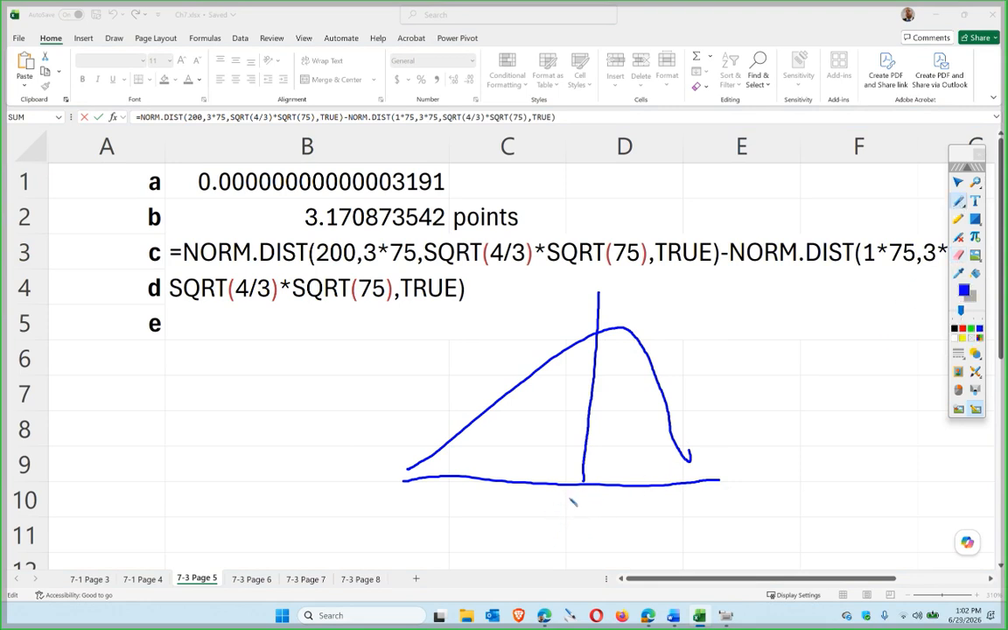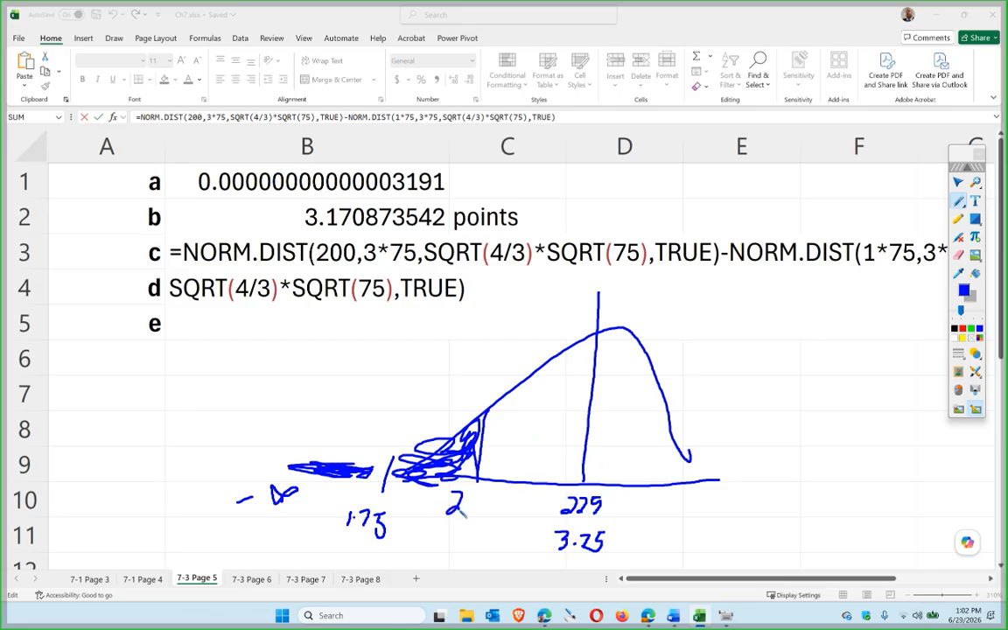Average is 225, right? Which is 3 times 75. And we want to know 200 or less. The problem is this goes to negative infinity, which is not possible. So 1 times 75 is actually the lowest value, correct? So if we don't account for this over here, does it change my answer, right?